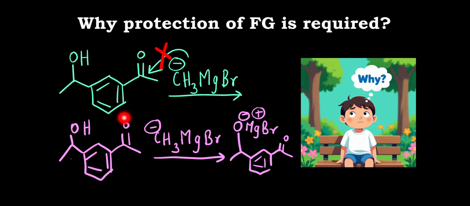I want this Grignard reagent to add at the desired ketone site, but instead it is reacting with the alcohol, because this proton is acidic, so it will act as a base and not as a nucleophile. So why is protection required? When you want one particular functional group to react, here it was a ketone that I wanted to react, but instead of the ketone, the alcohol reacted. So what is the solution for this?